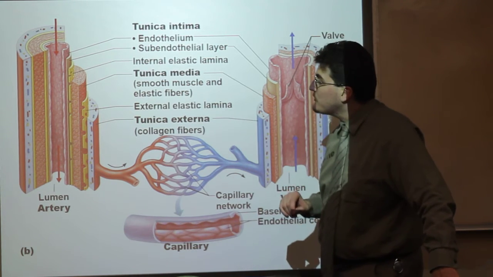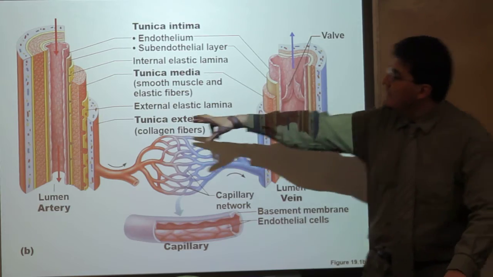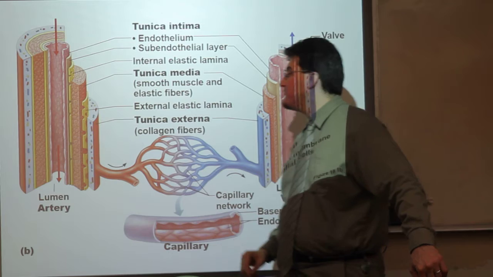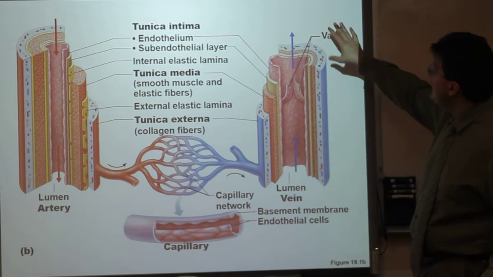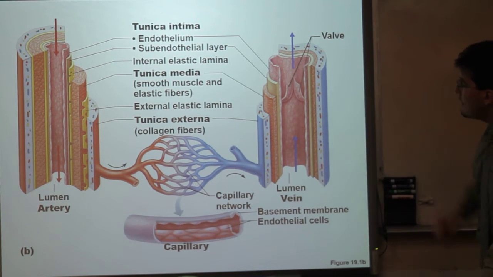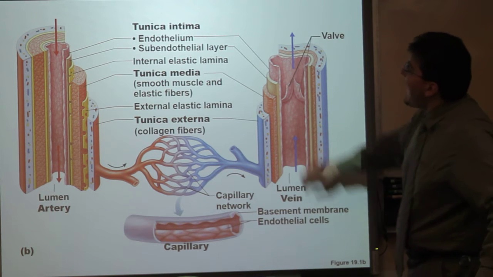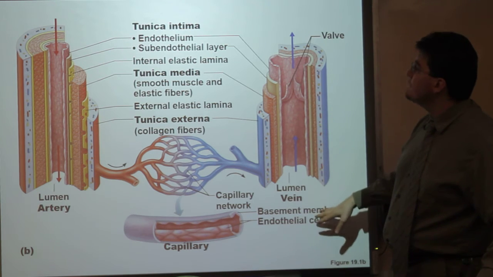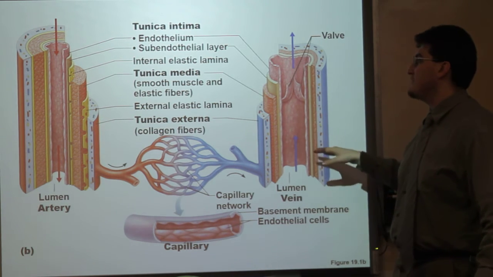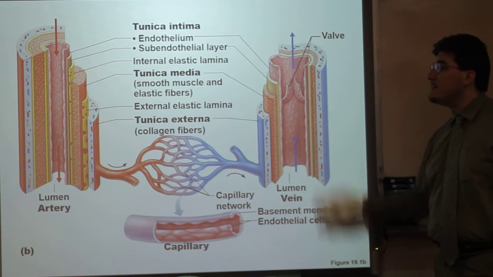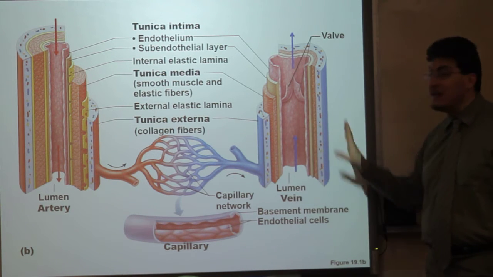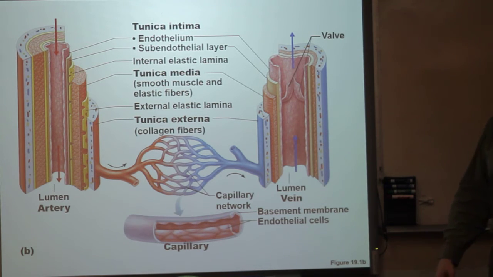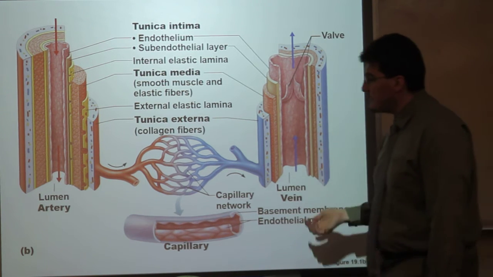Now, the tunica externa is present on the outermost layer. That is your tunica externa. It is comprised primarily of collagen fibers. Now, same thing goes for your vein. You'll have your tunica intima with your endothelial layer, your subendothelial layer in large vessels. Your tunica media will be present. There will be no elastic lamina in any vein. And your tunica externa will be present, comprised of the same stuff.